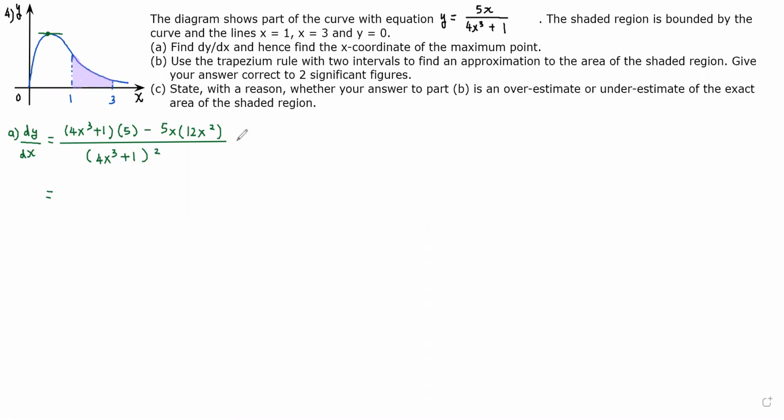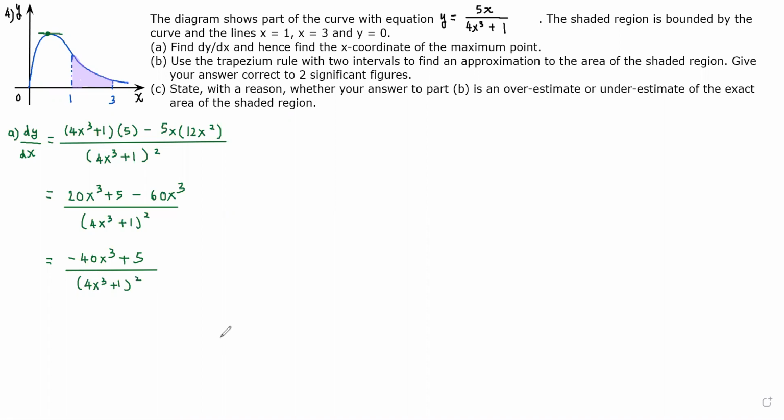We simplify the numerator. 5 times 4x cubed will give us 20x cubed plus 5 minus 60x cubed. We always keep the denominator when applying the quotient rule. The denominator must not be expanded. So this gives us negative 40x cubed plus 5 all over the denominator. Okay, that gives us dy/dx.